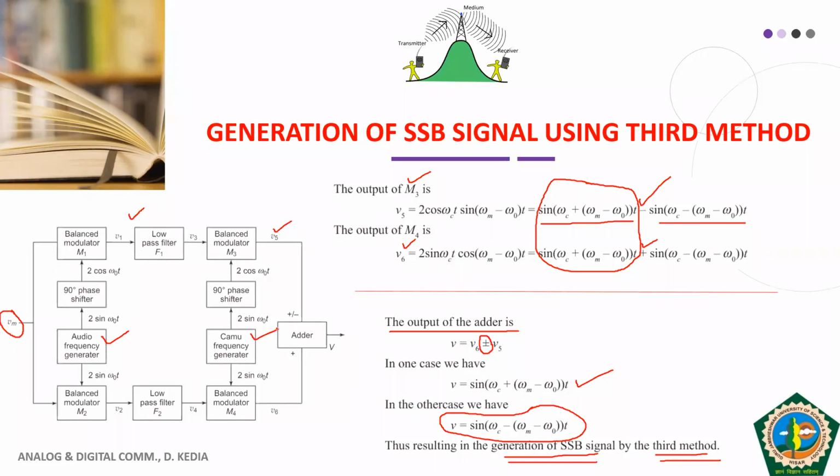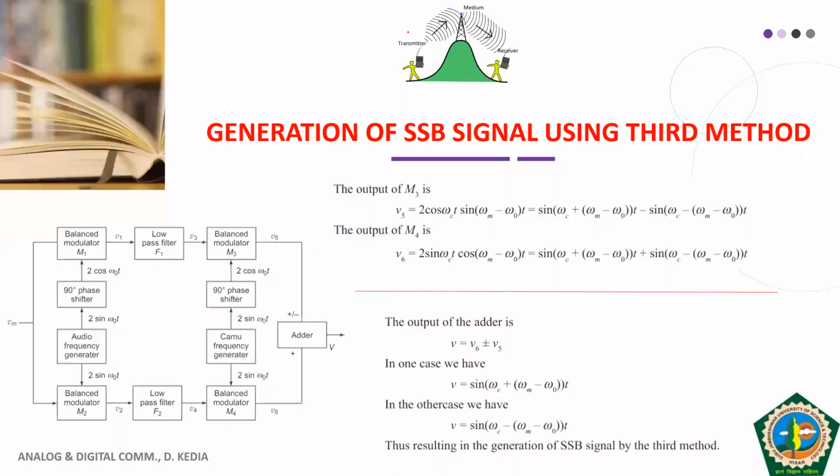And if you want to make your system efficient, then complexity will be more. So depending on whatever is our prime requirement, accordingly we will use that particular circuit or particular block. Okay, so this is all about our single sideband signal using the third method. So students, this is how we have been able to generate a single sideband signal using the third method.